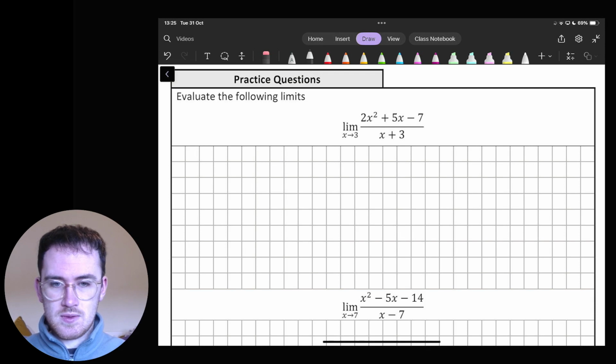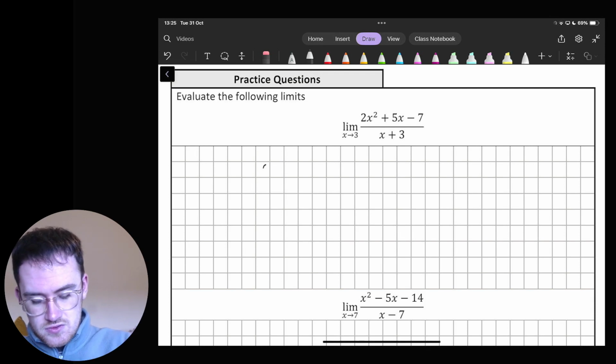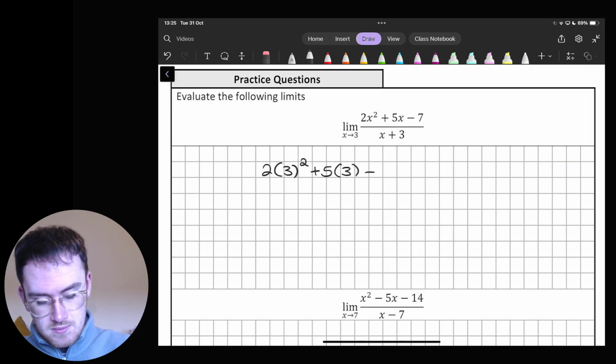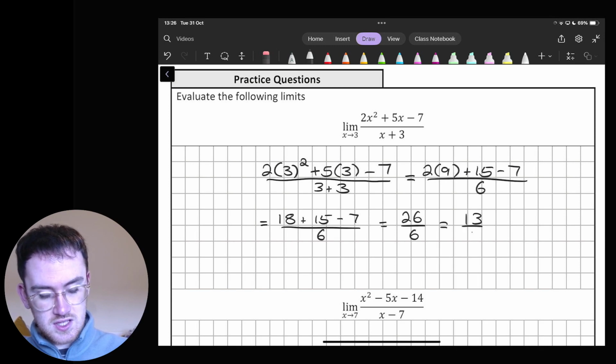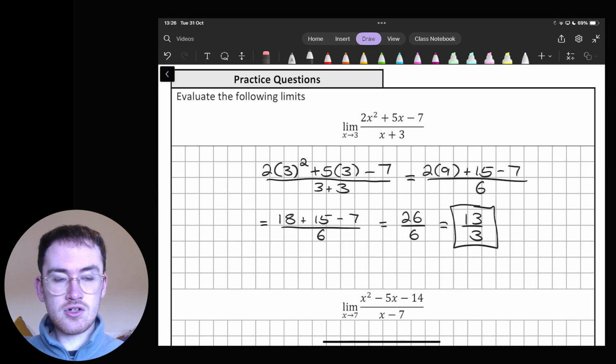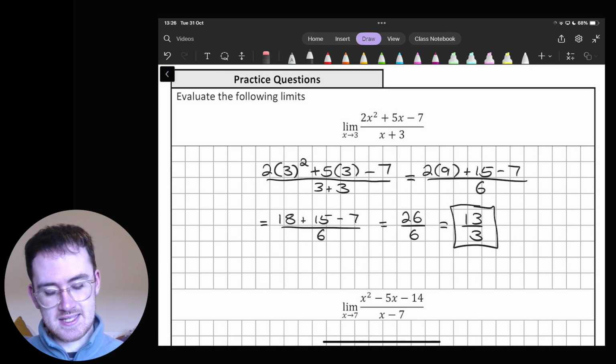Let's start by just evaluating as normal. We're just going to sub in the value for x. So we have 2 times 3 squared plus 5 times 3 minus 7 over 3 plus 3. So 2 times 9 plus 15 minus 7 all over 6. Simplifying down, 18 plus 15 minus 7 all over 6, and that's going to give me 26 over 6, which will reduce down to 13 over 3. So we have a nice straightforward limit to evaluate. We didn't end up with any indeterminate case there, so we don't have to factorize. We only factorize if we have that indeterminate case.